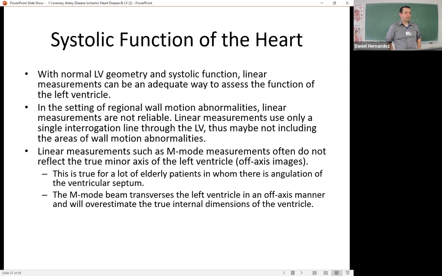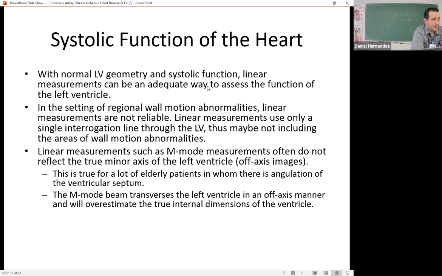Systolic function of the heart with normal LV geometry and systolic function, our linear measurements can be an adequate way to assess the function of the left ventricle. In the setting of regional wall motion abnormalities, our linear measurements may not be reliable. Linear measurements use only a single interrogation line through the LV, and thus may not be including areas of wall motion abnormalities.